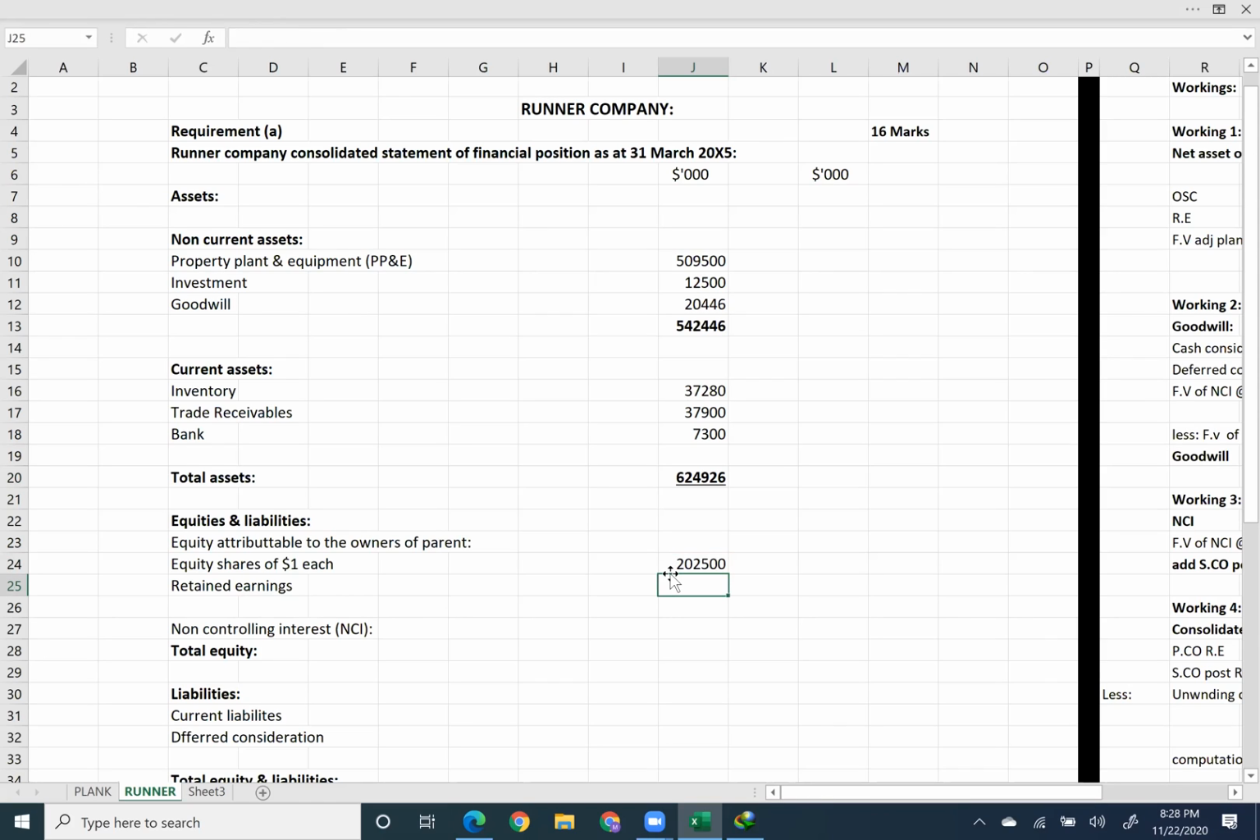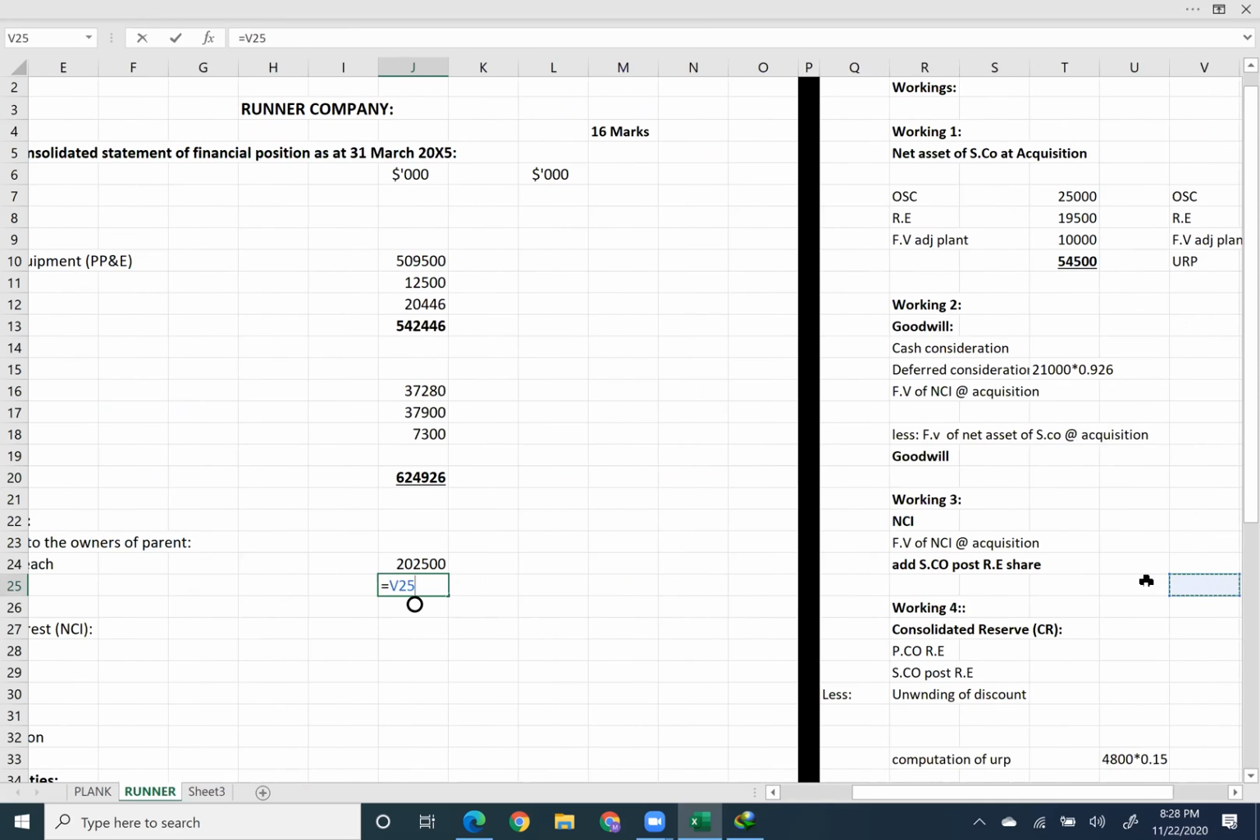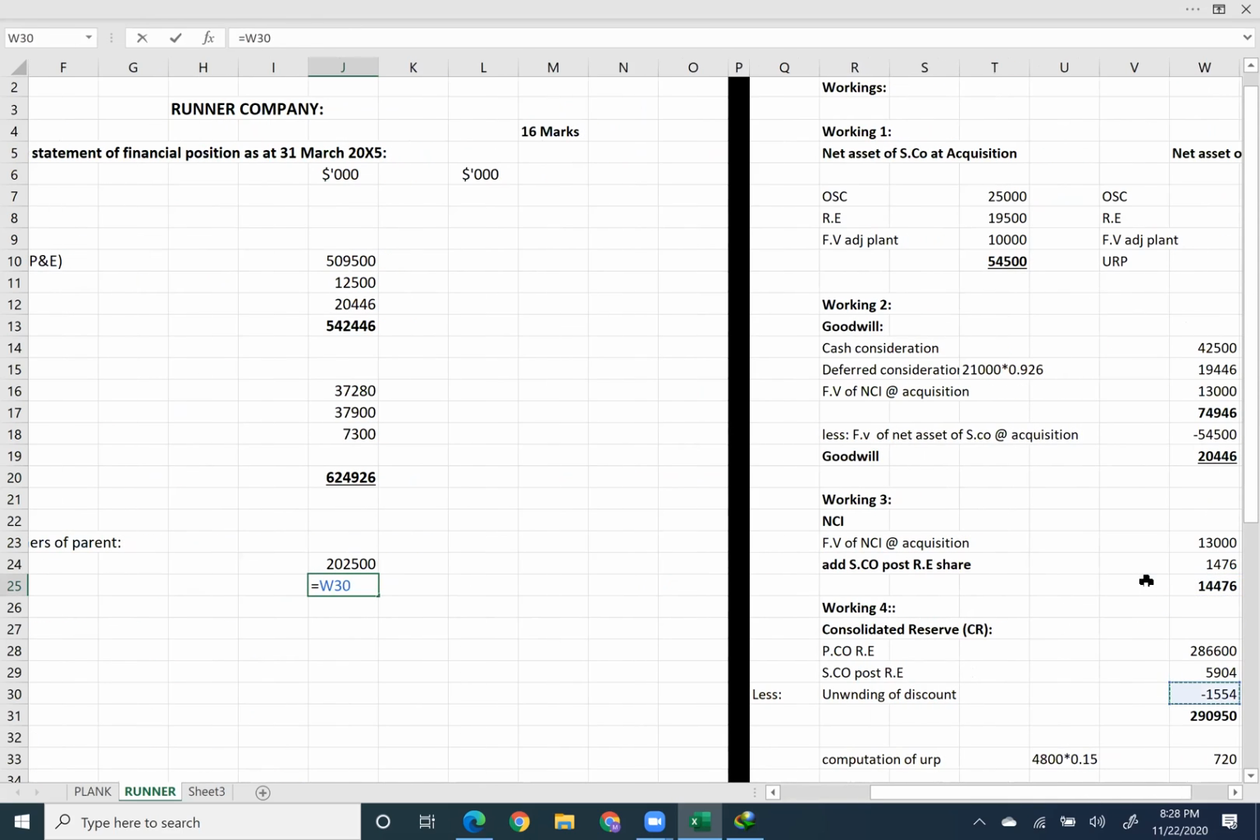Now, instead of retained earning, we just copy the consolidated reserve or group retained earning. Just copy and connect the consolidated reserve or group retained earning. Wait. Where is the consolidated reserve? This is.